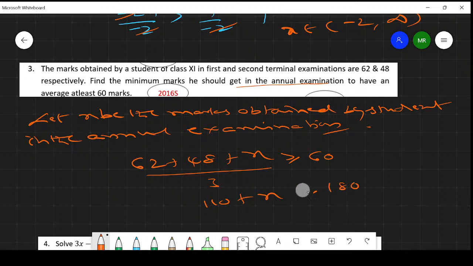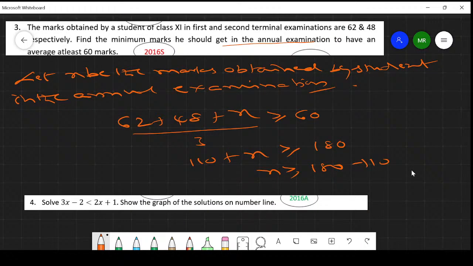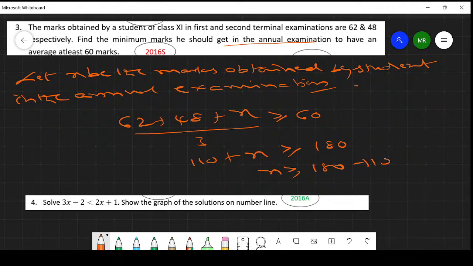Do the cross multiplication. Greater than or equal to 180. x greater than or equal to 180 minus 110. So it will be x greater than or equal to 70. That means the student should obtain a minimum of 70 marks to get an average of at least 60 marks. Find the minimum marks to obtain. The minimum marks you should get is 70.